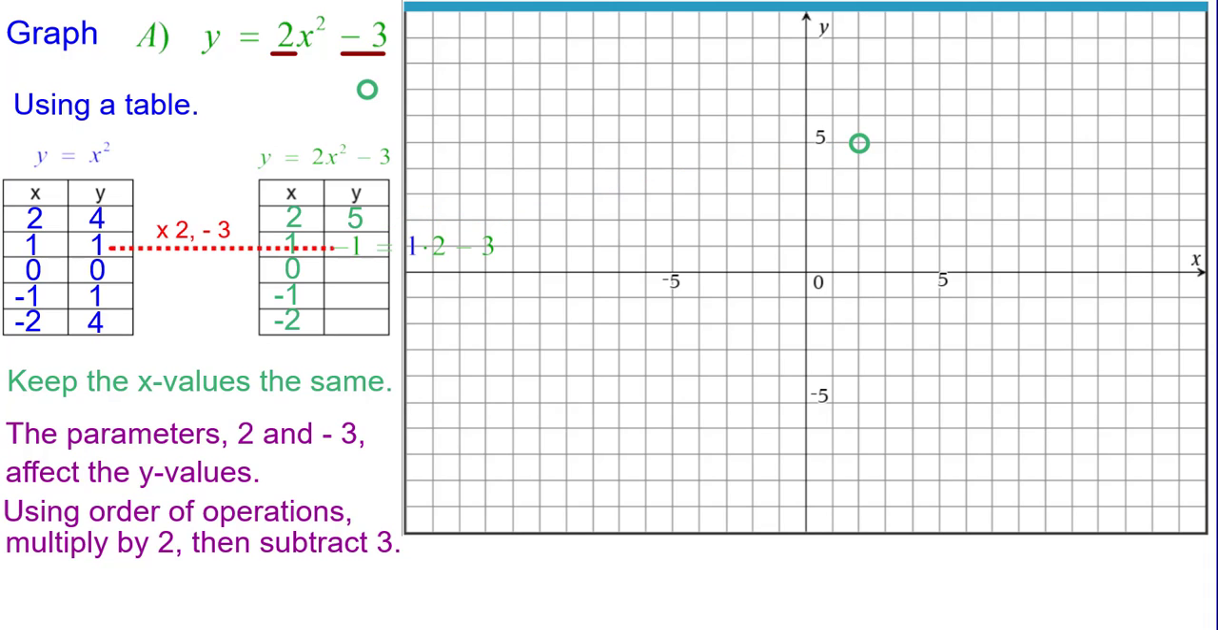1 times 2 is 2, minus 3 is negative 1. So we'll plot 1, negative 1. We'd like you to go ahead and finish the table here, and then plot the points. Press pause, and then resume when you're ready.